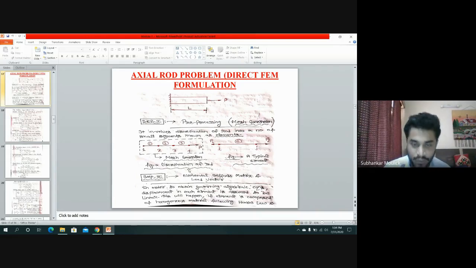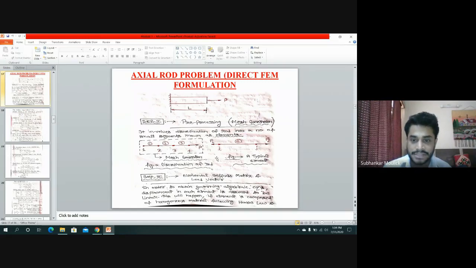In continuation with that problem, let me give you a brief summary so that it will be easy for you to understand. Firstly, I divided the entire geometry into three elements. You can divide it into more elements. The more elements you divide your problem into, the more accurate the solution you will get. Then we took any one element.